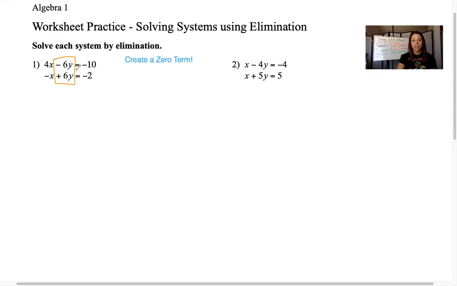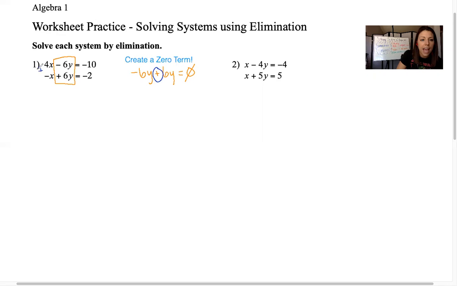Now, how do you make 0 out of -6 and +6? To make the 0 term out of opposites, you would add them. So in other words, -6y plus 6y is how you end up with 0. When you create 0, you end up eliminating that variable altogether. So because these are opposite terms, we're going to add these equations.